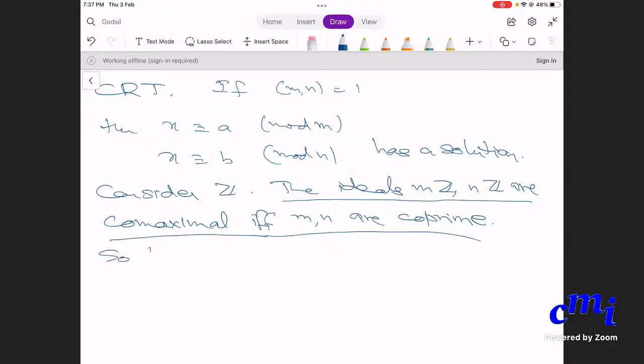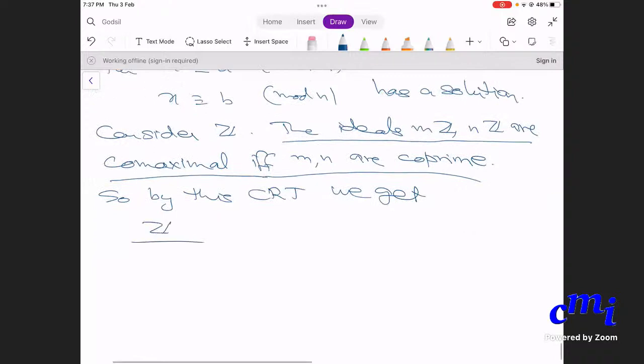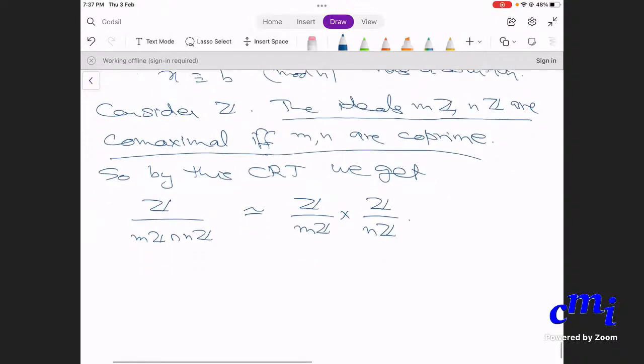So by this Chinese remainder theorem, we get Z mod MZ intersect NZ is isomorphic to Z mod MZ cross Z mod NZ. And what is this isomorphism? It's given by phi, remember, right? The phi was that homomorphism from which we got this isomorphism. Now, what does this mean?